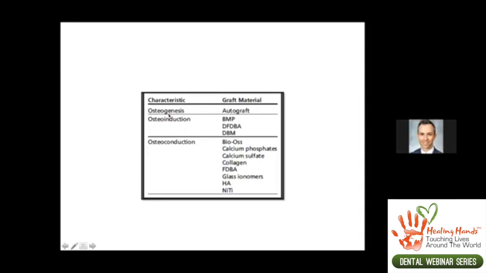Autogenous bone is also osteoinductive and osteoconductive, but other types of bone grafts may be, and most of them are just osteoconductive. They provide a scaffold onto which the body will replace that bone, or those particles, with new bone.